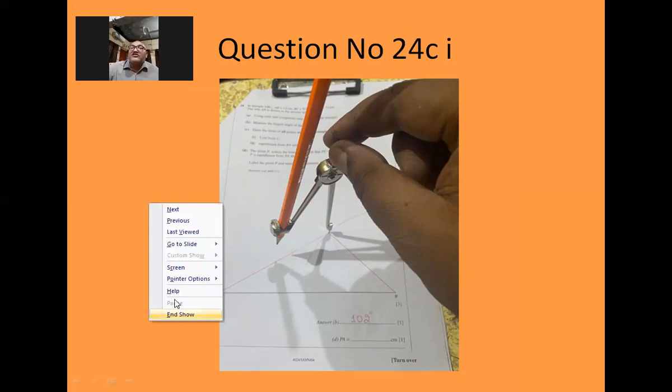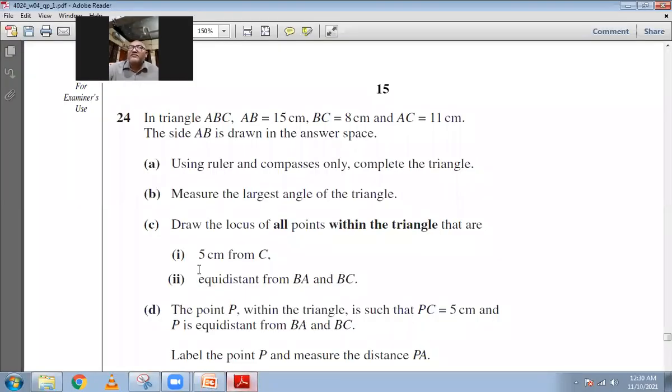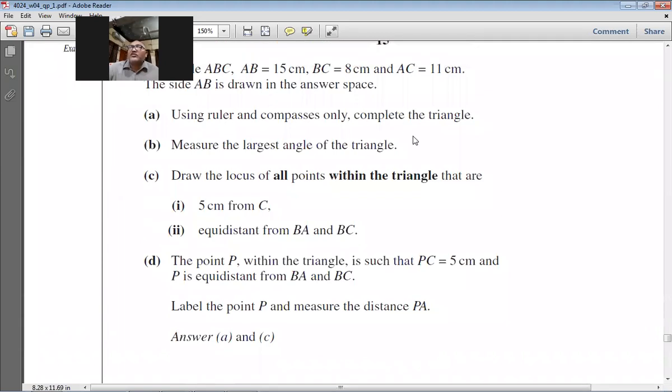So we are done with the first two parts of this question, where they asked us, using ruler and compasses only, to complete the triangle. We have done that. Then it says measure the largest angle of the triangle, and that will be 102 degrees. Then part C is to draw the locus of all the points within the triangle that are 5 centimeters from C. If your distance from a point is constant, like 5 centimeters from C, you always draw a circle. So we will open the compass to 5 centimeters, take C as the center, and around that C draw a circle with the help of the compass. This is how you do it.